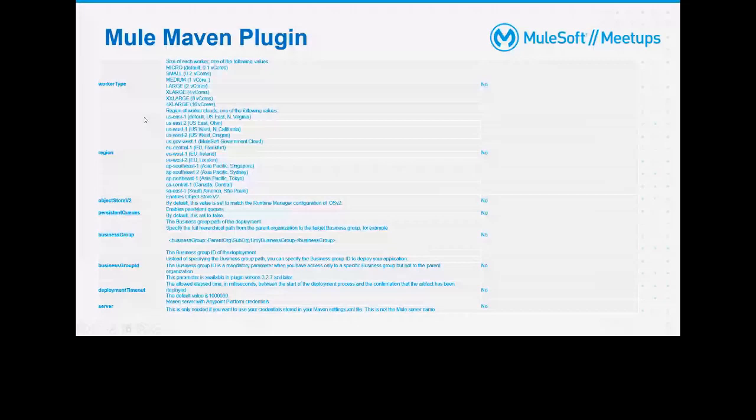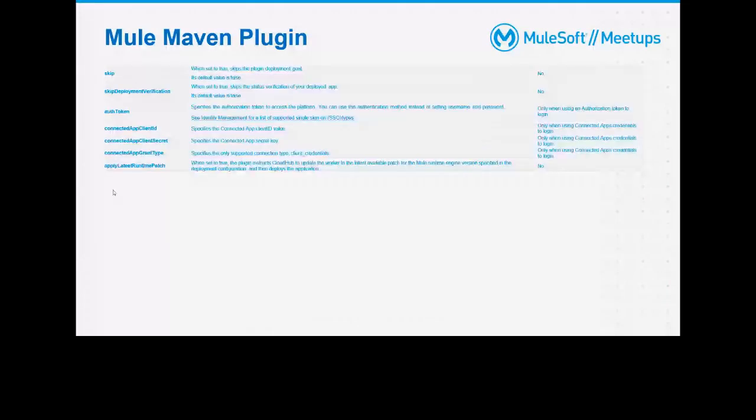Let me go to the next slide. If you want to skip any goal, you can do that. Skip deployment verification. When you do the deployment, it takes some time, and your pipeline keeps waiting to get the response from the Anypoint Platform. But in that case, if you don't want to wait, you can just skip deployment verification.